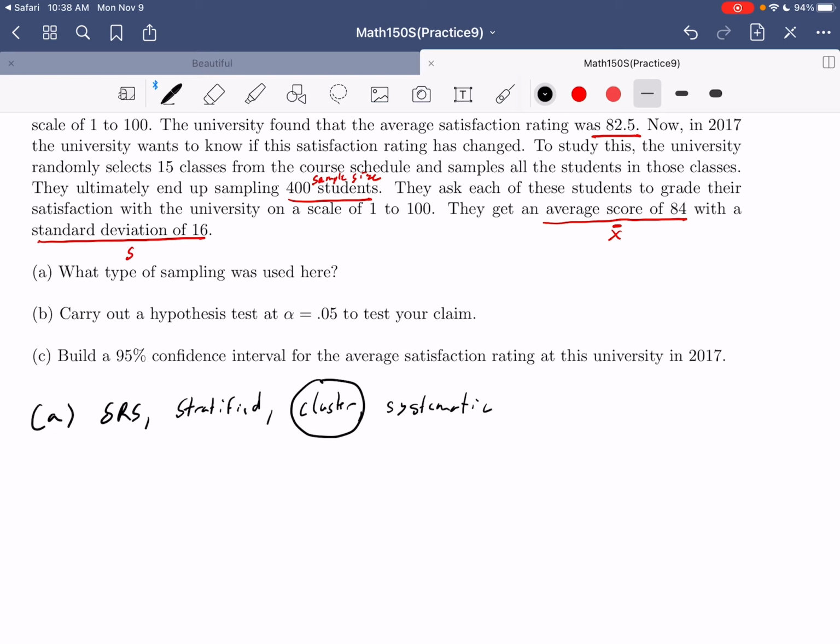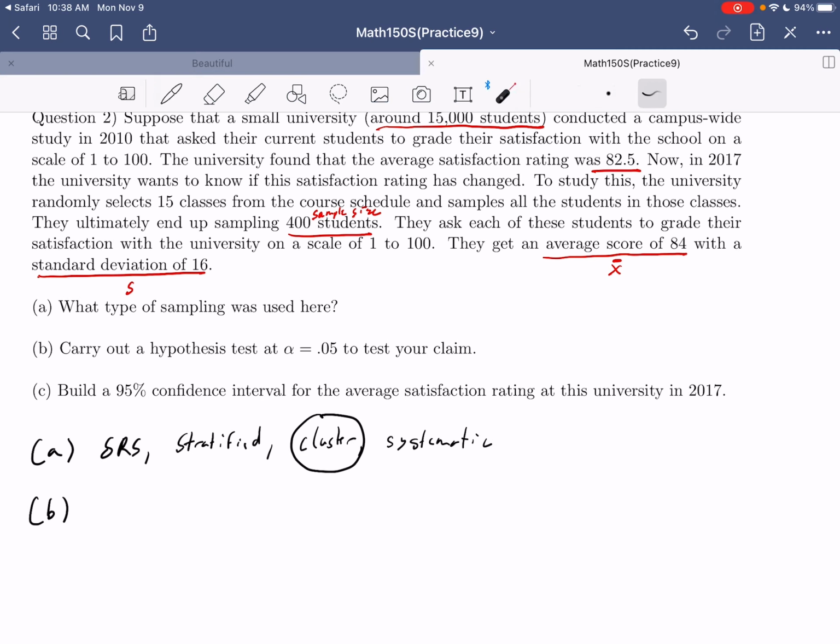All right, now let's get to B and actually start thinking about what procedure this is going to be. So is this going to be a one sample mean, two sample mean, or matched pairs? Well, if we look at our data, of course, we're talking about means because we have these words like average and standard deviation. So that tells us we have quantitative information. And how many samples do we have? Well, we only end up sampling 400 students. We have one sample here. So this is going to be a one sample mean hypothesis test.